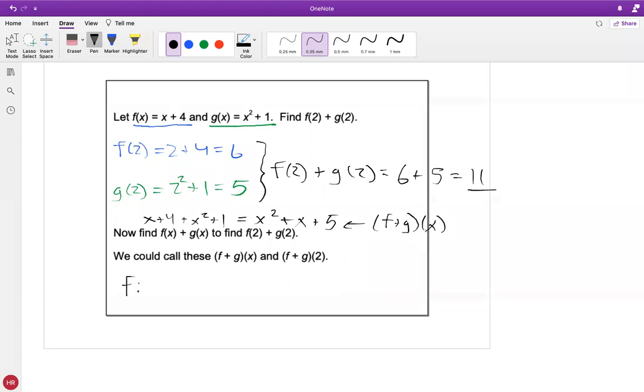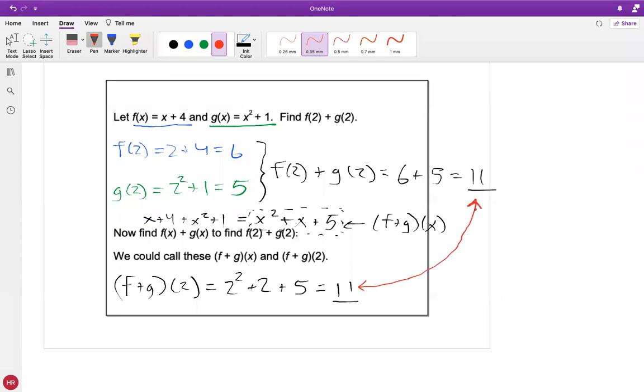If I want to do f plus g of 2 now, I just plug a 2 in here, wherever I see an x. So I put a 2 there and a 2 there, and I get 2 squared plus 2 plus 5. Which is 4 plus 2 is 6, plus 5 is 11. The whole point here is that this 11 is the same as that 11. It doesn't matter whether you plug the numbers in first and then add, or you add the functions together and then plug in the number.